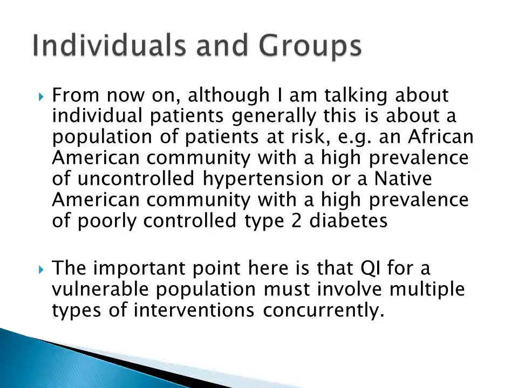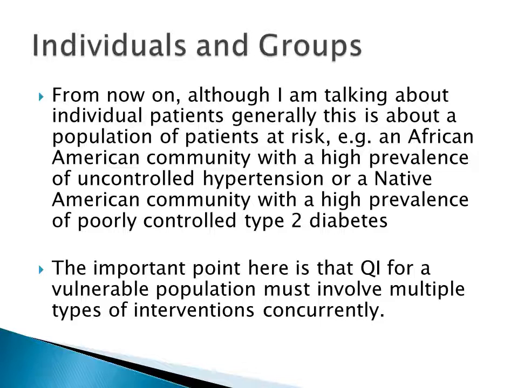So from now on, I'm going to be talking about individual patients generally, but these are from a population of patients that are at risk. In my community, a good example is the African American community with a high prevalence of uncontrolled hypertension. But I also have a large population of patients who are Hispanic, non-native English speakers, who have diabetes, who are relatively new immigrants. But I have a very diverse patient population.